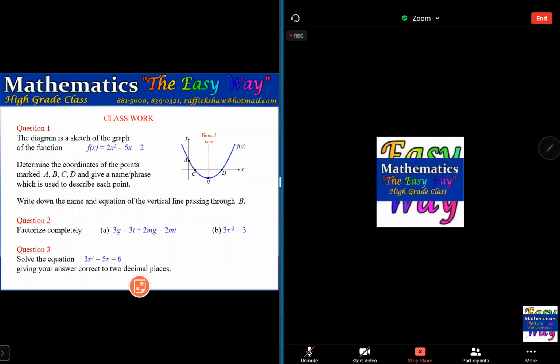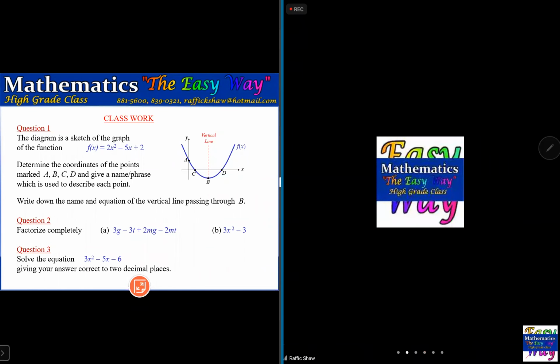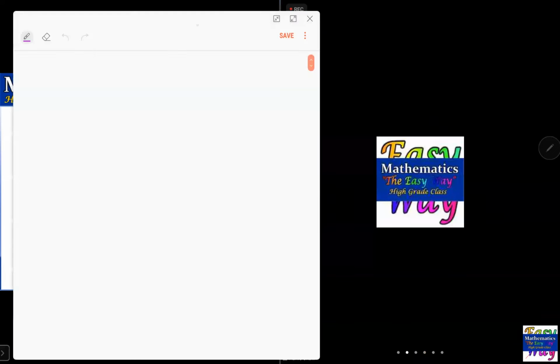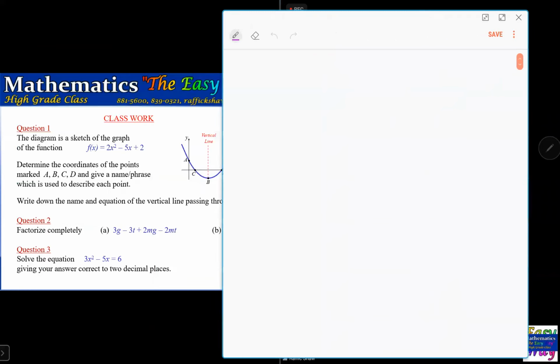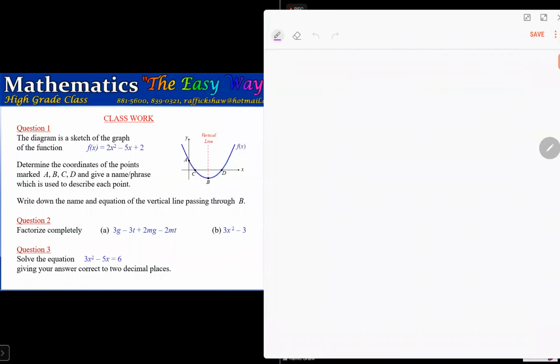Okay, guys, so we're doing this question on the left today. This was the classwork that we did in the last class. So I'm just going to go through now and work through the question.